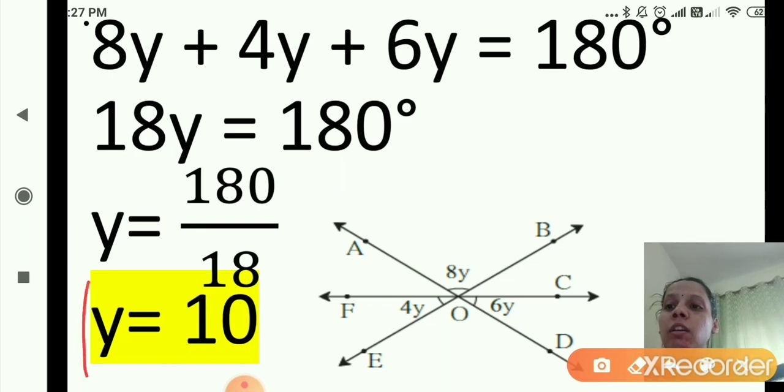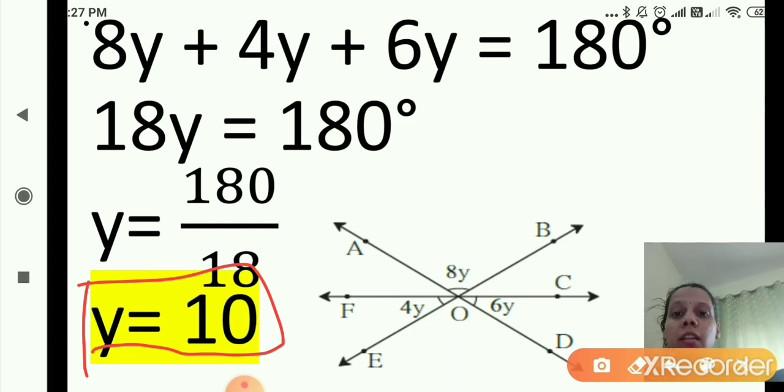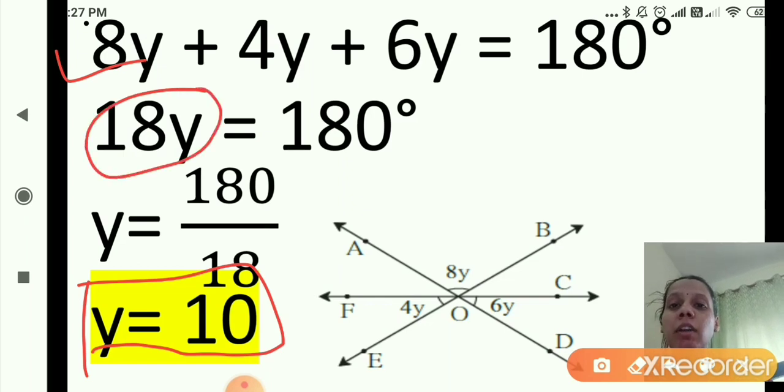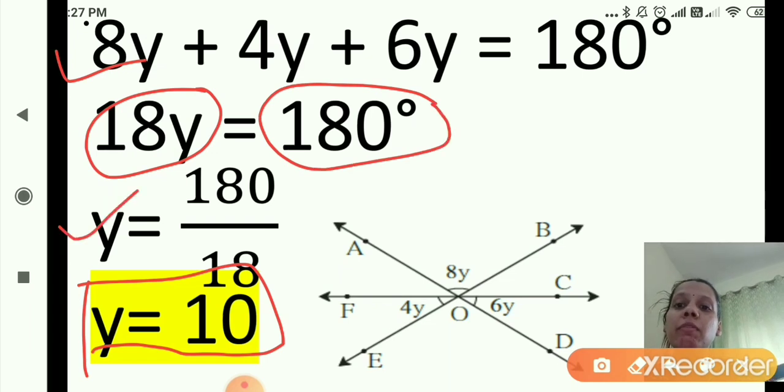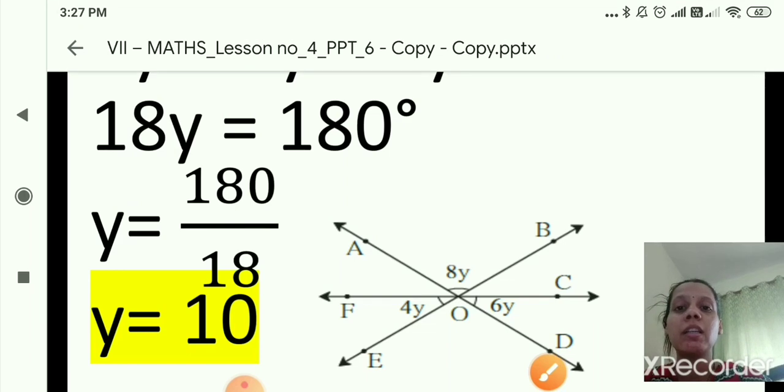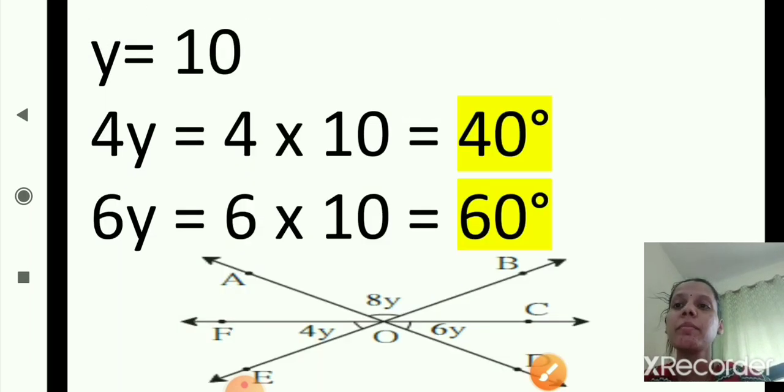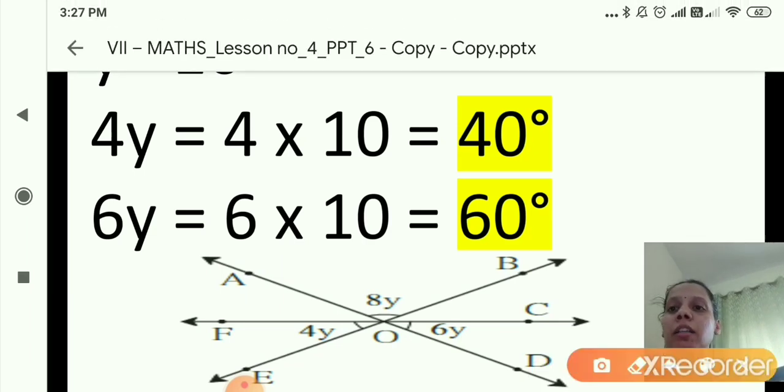Now we got the value of y, that is 10. So y is equal to 10 degree, right? Now I hope you are clear till here. In here we have written 8y plus 4y plus 6y, that is 18y. So here we have written 18y equals 180 degree as it is. Then y is equal to 180 divided by 18. So 180 divided by 18 is 10, right? So y is equal to 10. Now we will see the next step. As y is equal to 10, we got the answer, that is y is equal to 10.